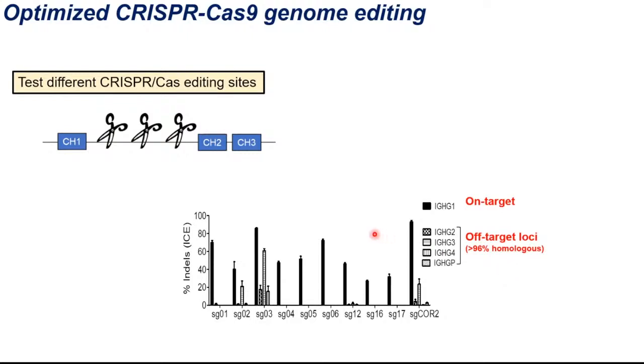So you'll see, for example, this one, we call it SGO3. It gave really high levels on target, but we didn't use it because it also gave high levels off target, which means that our antibody could be inserted at the wrong place. And instead, we liked number 5, which had pretty decent levels on target and gave us no gene editing at other sites.